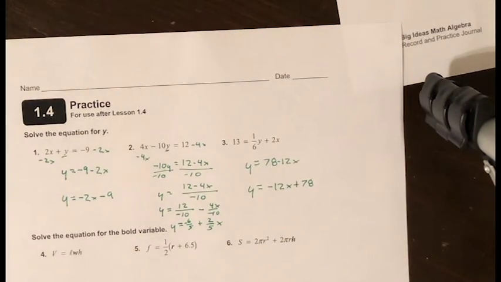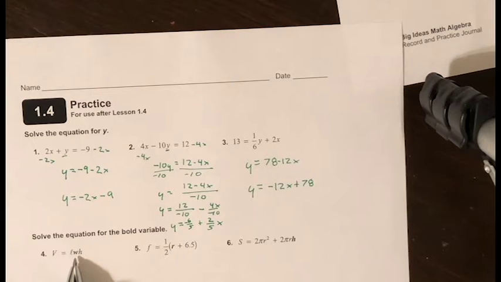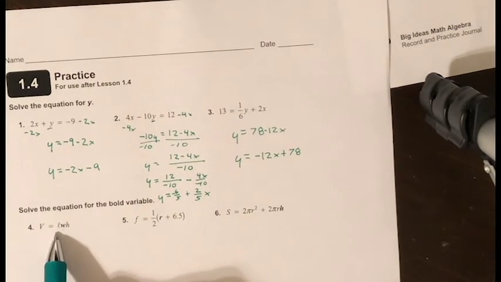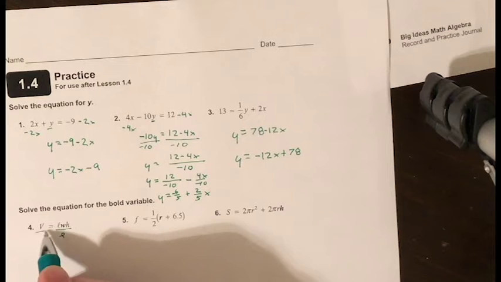All right, so for the next one, it says solve the equation for the bold variable. Well, it's pretty much the same thing as what we're doing up here. So if I look at this one, I'm trying to solve for w, so I need to get rid of the L and the H. Well, let's get rid of the L first, and how can I do that? Well, I'm going to divide by L on both sides.